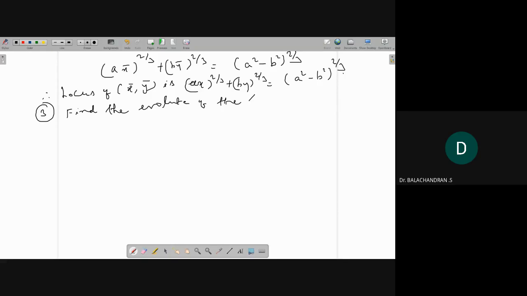Evolute of the hyperbola x square by a square minus y square by b square equal to 1. The solution. The parametric equations are x is equal to a secant theta and y is equal to b tan theta.